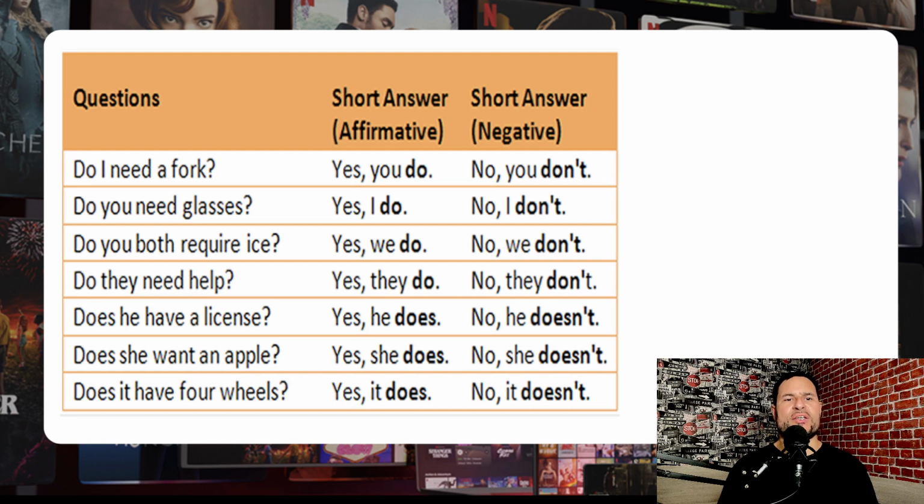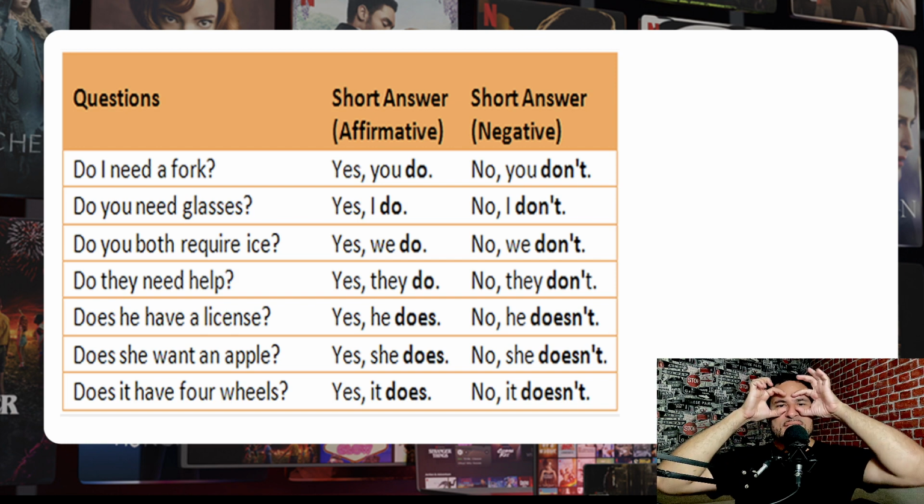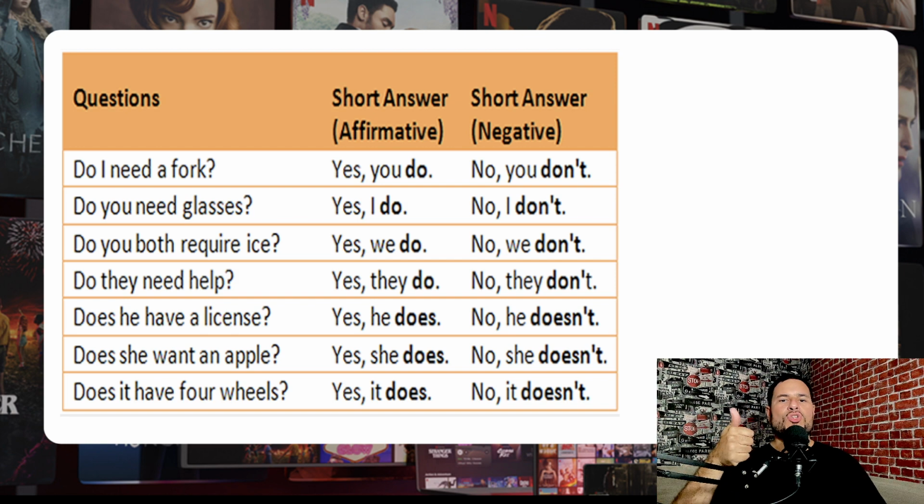And then, more questions. Do I need a fork? A fork. Oh, you use a fork to eat. Okay, fork. How to answer? Yes, I do. No, I don't. Do you need glasses? Glasses. Yes, I do. No, I don't.